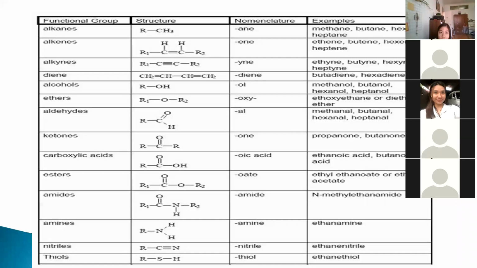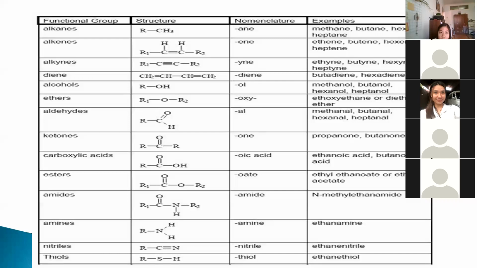So the rest will start with eth. Eth means two carbons. So if those two carbons have a single bond, then that is called ethane. If double bond, ethene. If triple bond, ethyne. Okay? Questions so far for the three: alkanes, alkenes, and alkynes?